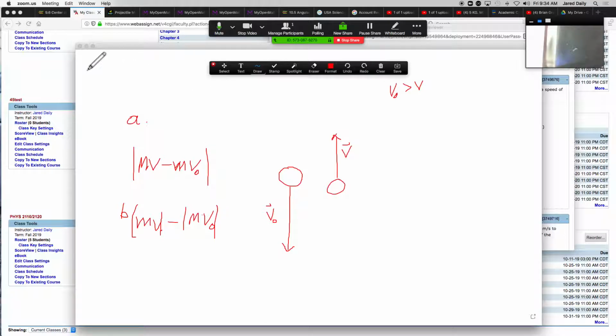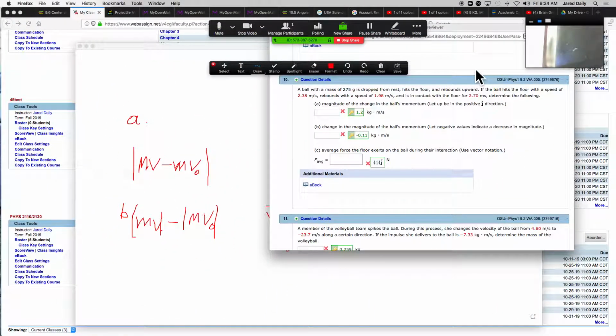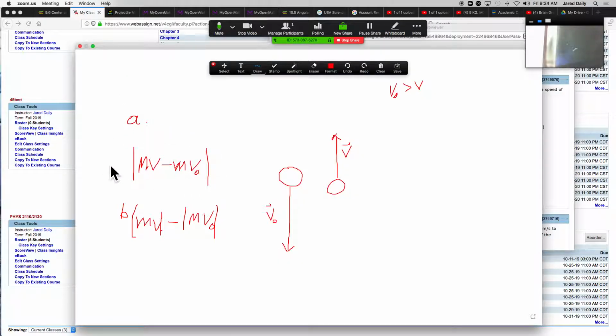Let's see, did I say that right? Let me check just to make sure I said that right according to the problem here. Yeah, the magnitude of the change and the change in the magnitudes. And then they say let negative values indicate a decrease in magnitude. So, in other words, this one is always going to end up being positive. This one would be positive if the final is greater than the initial. It'll be negative if the initial is greater than the final. And since we already know the initial is greater than the final, we know this one's going to end up negative because it's just assigned that way.